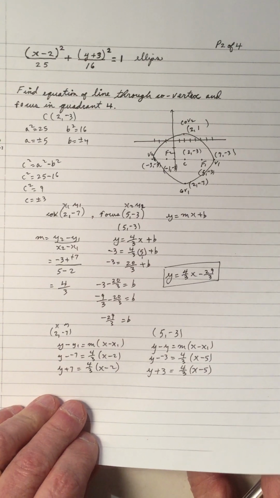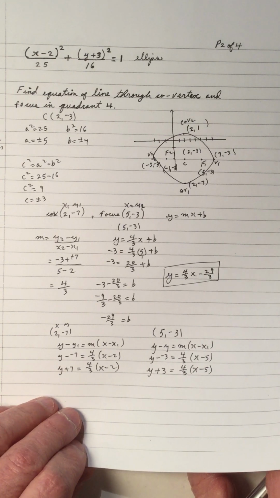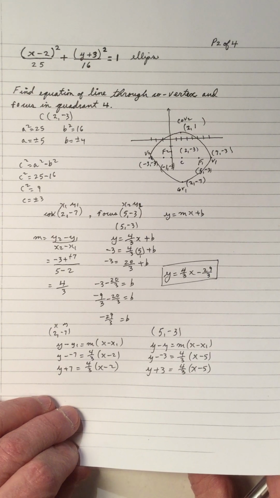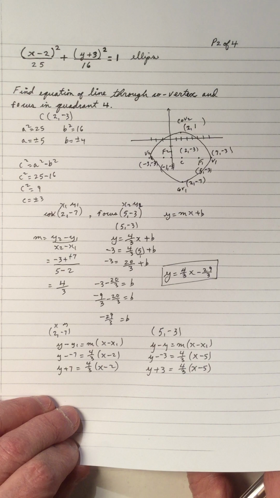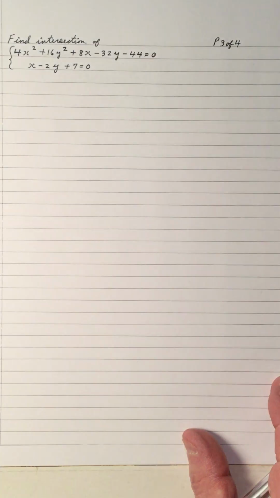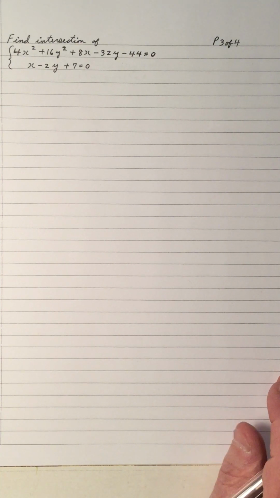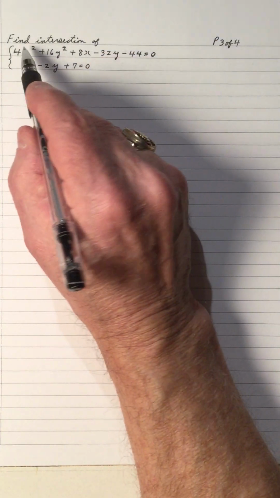Okay, so what we're doing now is we're using the idea of vertices, foci, and the center of the ellipse, and working out the equation of a line. Just more math to do. Now let's do another one.